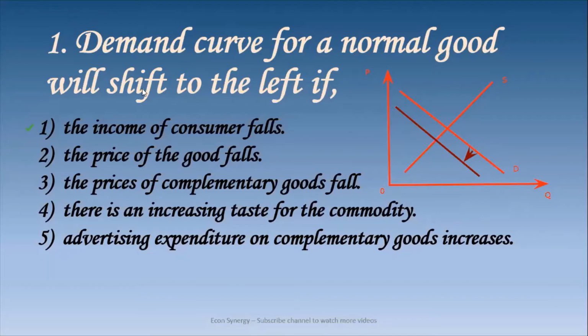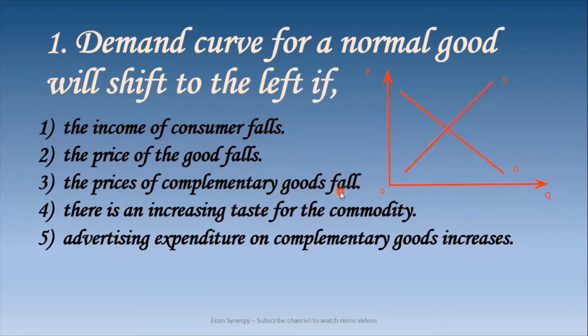Then the second option, the price of the good falls. If the price of the good falls, it is a movement along the demand curve. If it is a higher price, quantity demanded is less. If the price falls, quantity demanded increases, but the existing demand curve remains unchanged, due to the price of the good falls, right?